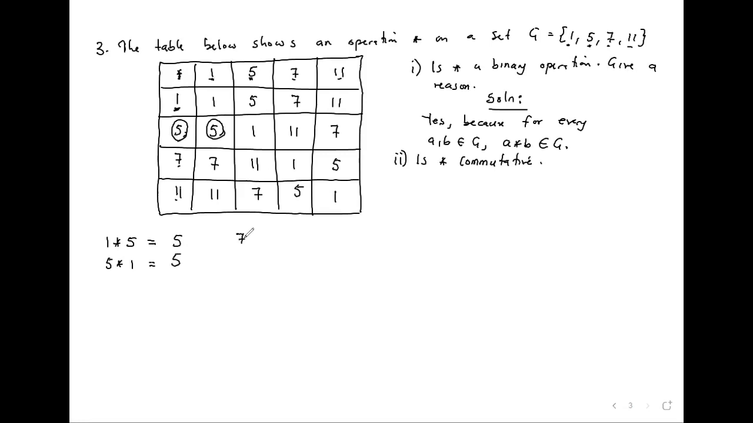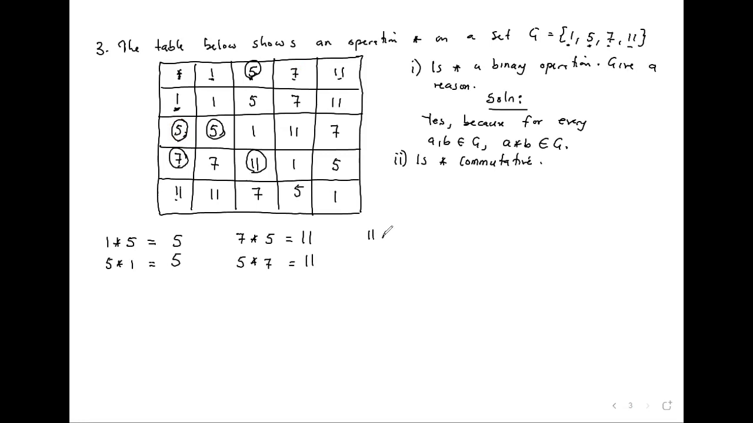Let's go to 7 star 5. So we'll have 7 here, star 5. We're getting 11. What about 5 star 7? You come to 5 star 7, you're getting 11. So same. It is 11.